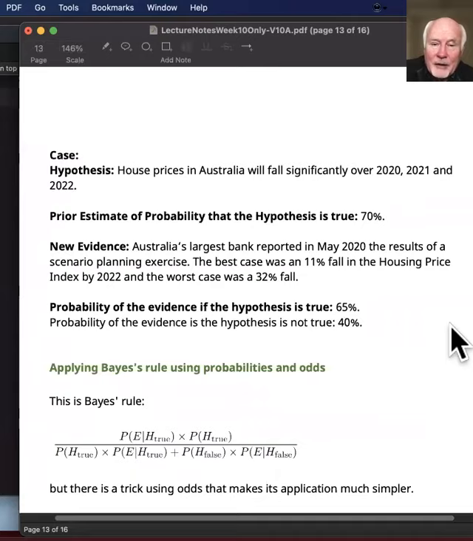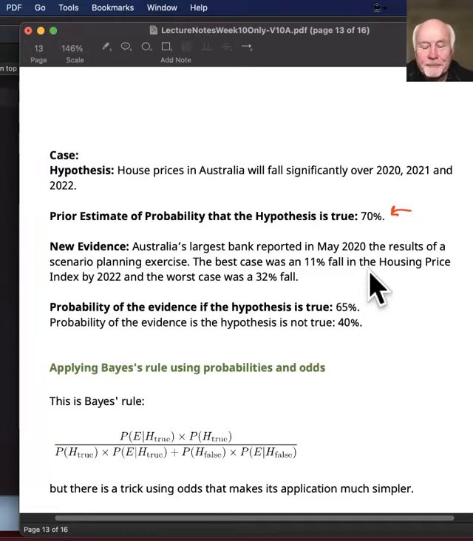So the prior probability: 70% probability that house prices will fall. Now, some new evidence comes along after we've formed this belief. And the new evidence is Australia's largest bank reported in May 2020 the results of a scenario planning exercise. The best case was an 11% fall in the housing price index by 2022, and the worst case a 32% fall. If I remember rightly, I actually wrote this case last year, and I'm pretty sure this was taken from an actual scenario planning report from a large bank.